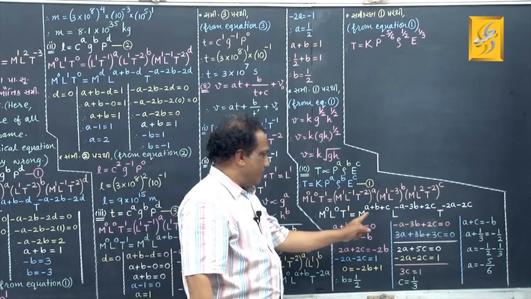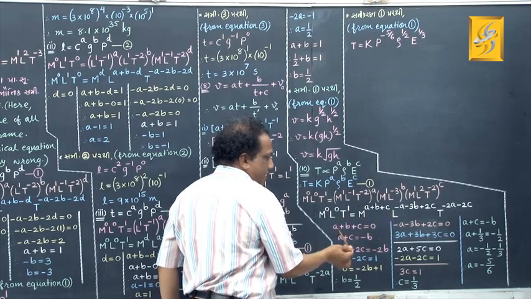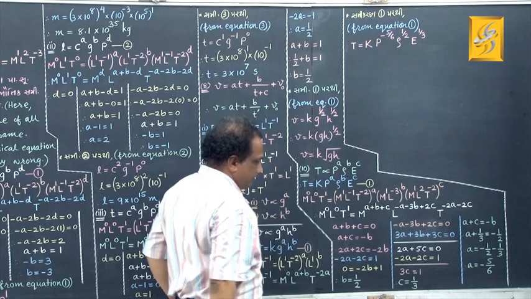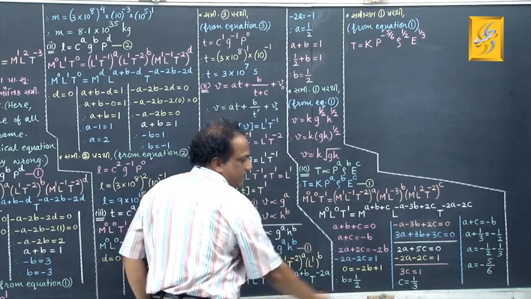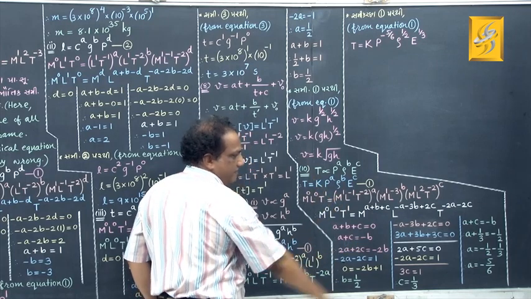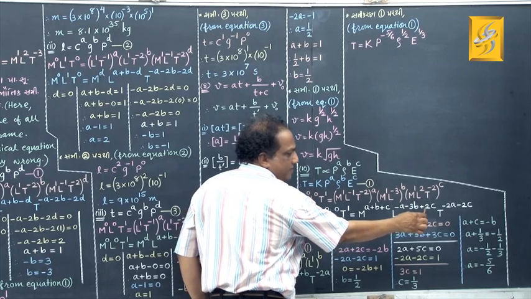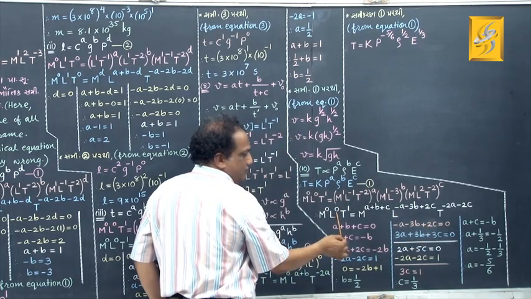When you compare powers of M on both the sides, you will get A plus B plus C equals to 0. Transfer this B on right hand side, it will be A plus C equals to minus of B. Fine. When you compare powers of L, here it is minus A minus 3B plus 2C, that equals to 0.